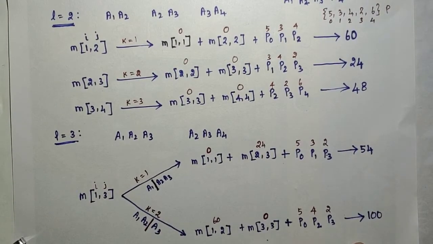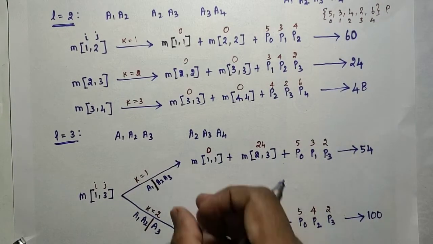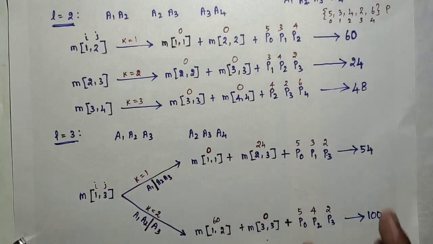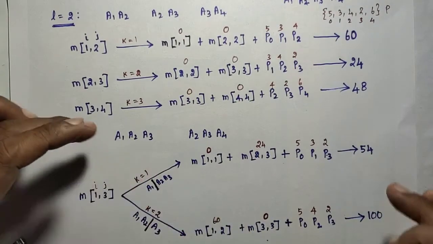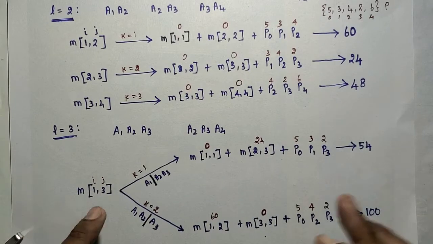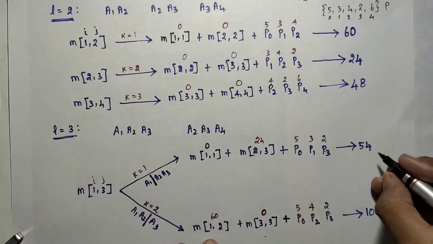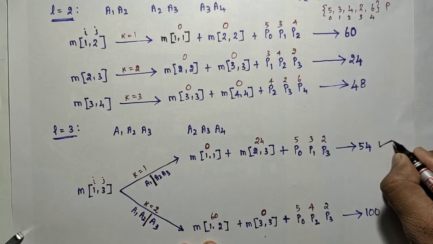Among these, which one do we need to choose? That is this one, that is 54. The split occurs at 1, like that we have to choose. So from these 2, which one should be filled for M of 1 comma 3? The minimum one. So I have to choose this as the minimum.